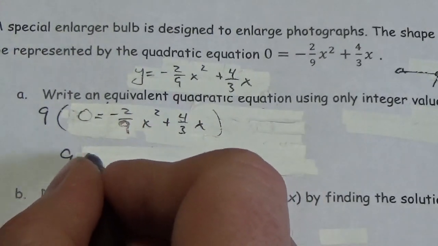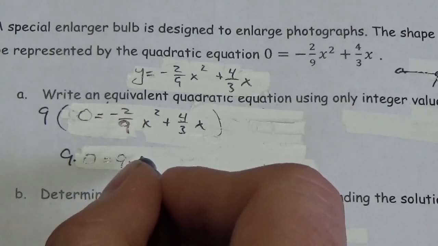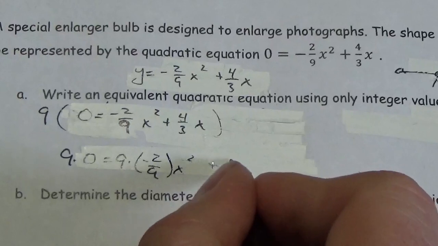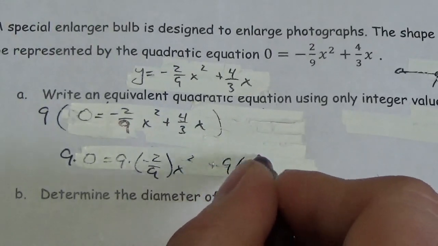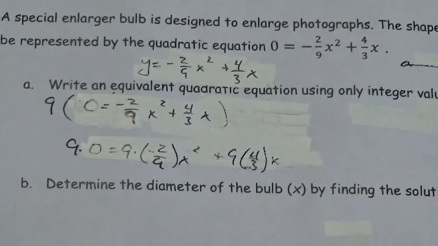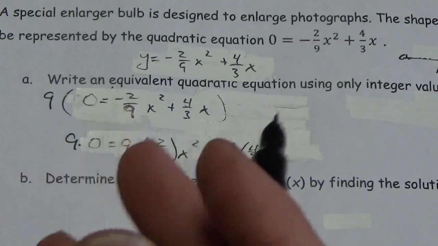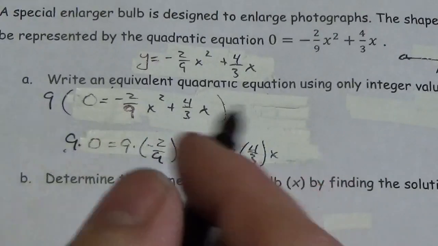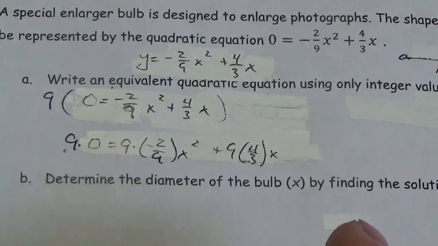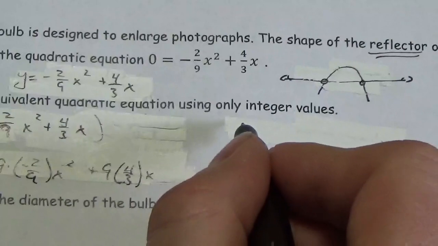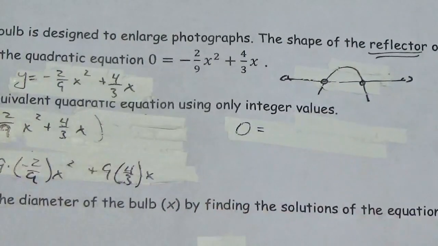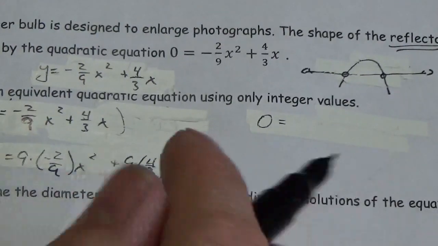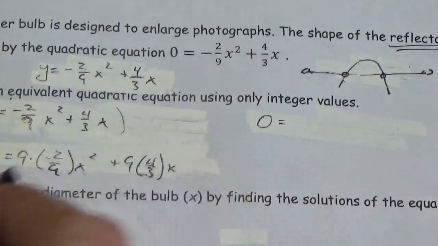So it's going to be 9 times 0 is equal to 9 times negative 2/9 x squared plus 9 times 4/3 multiplied by x. Now I'm hoping that a lot of you are very comfortable with this operation, so you don't have to do this in necessarily steps. You can jump to the final answer here. But 9 times 0 is just going to be 0. That's one of the big benefits of having the equation equal to 0: I can do stuff to the equation and I know it won't change that side.